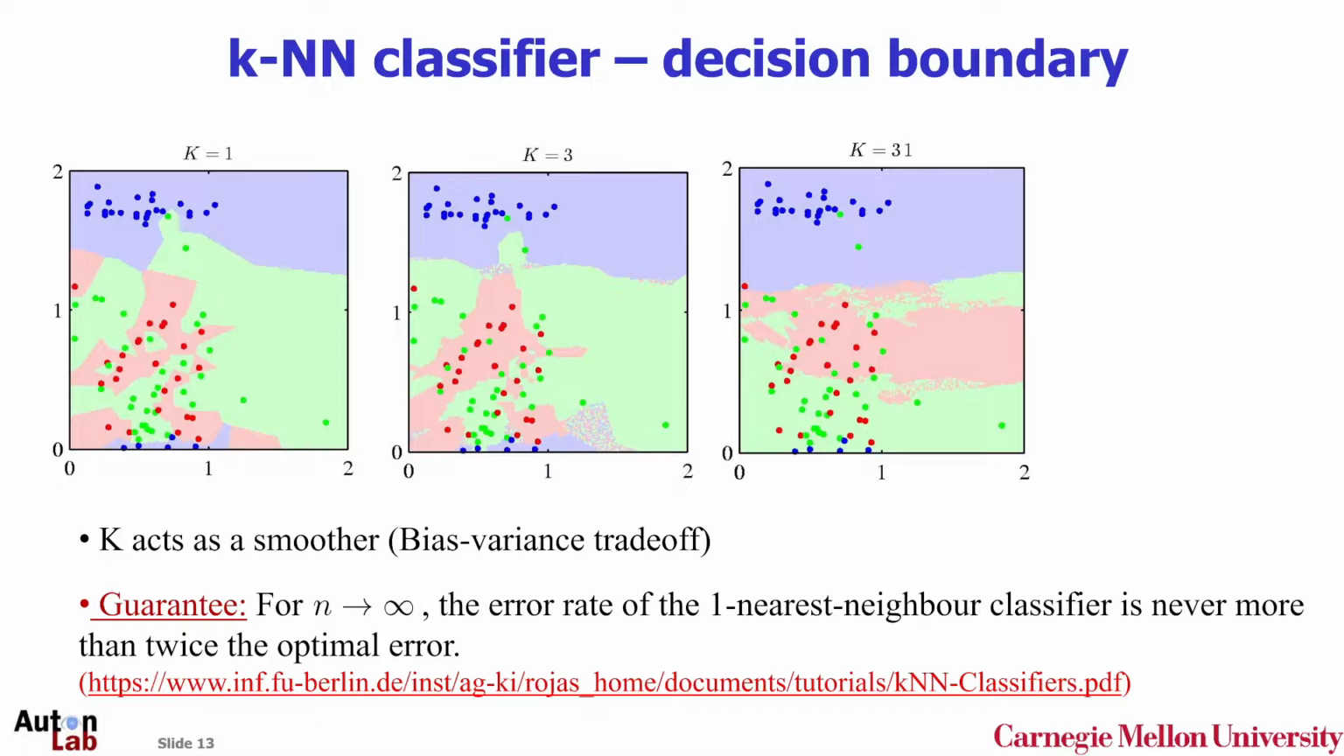However, when we increase k, then this k acts as a smoother, and the decision boundary between classes will become smoother and smoother. There's also a very interesting theorem which says that when the training set size n is large, then the error rate of the one nearest neighbor classifier is never more than twice the optimal error. We are not going to prove this theorem, but I left a link to the proof here.